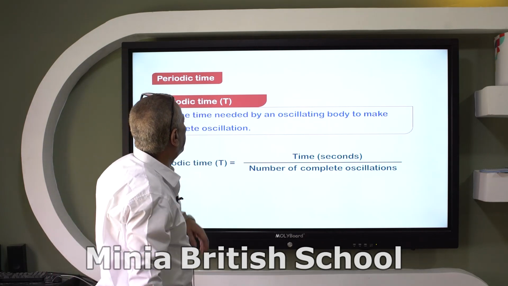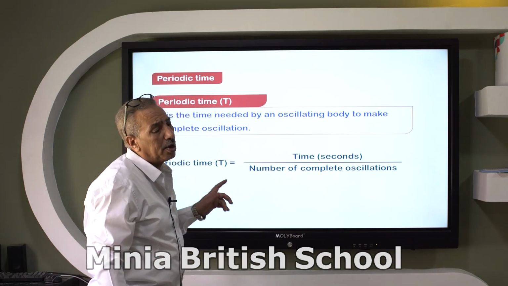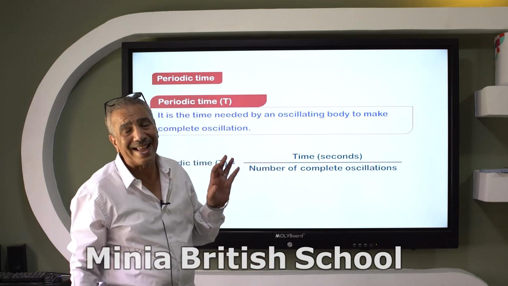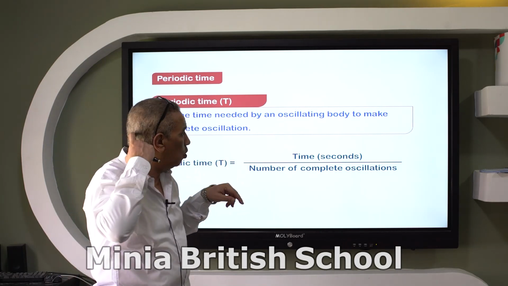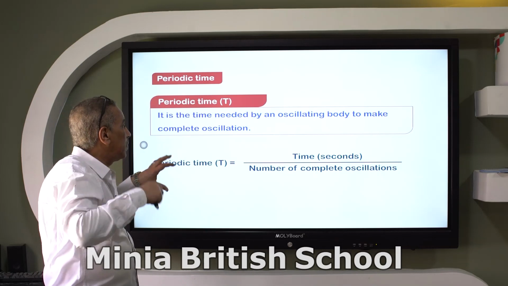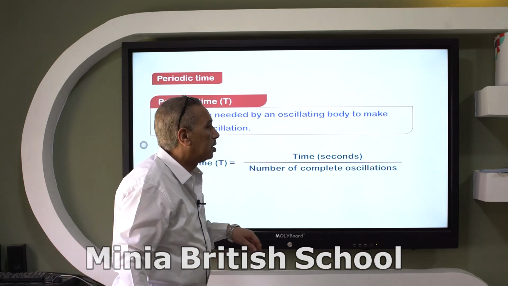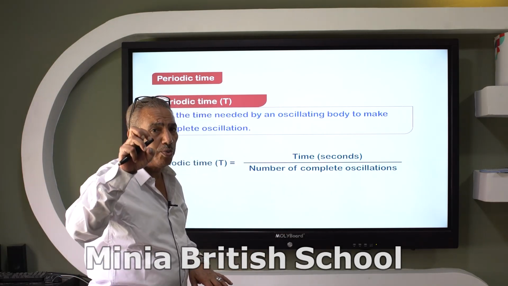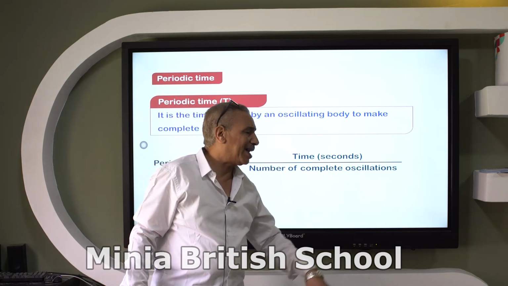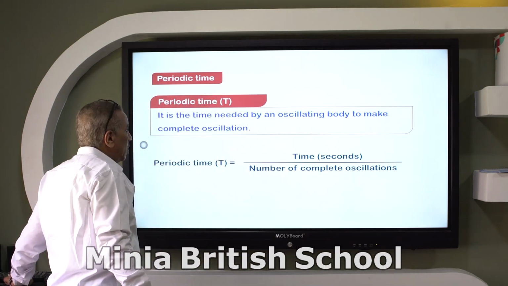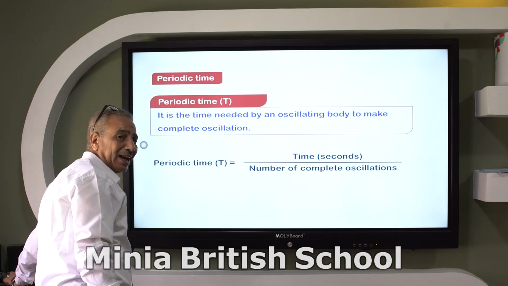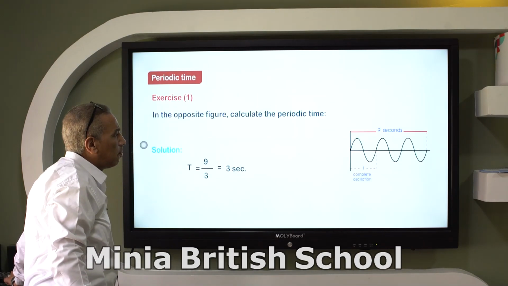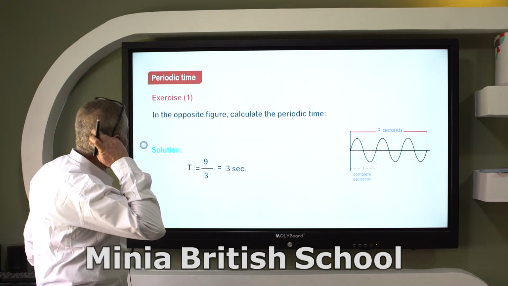The third concept is the periodic time. Periodic time is the time for the oscillating body to make one complete oscillation. You can calculate it by using the graph, or you can see it in the drawing. But generally, the periodic time equals the time, calculated in seconds, over the number of complete oscillations, and we already learned how we can calculate the complete oscillation. So the mathematical calculation for the periodic time is the time in seconds over the number of complete oscillations. Here we have a figure.